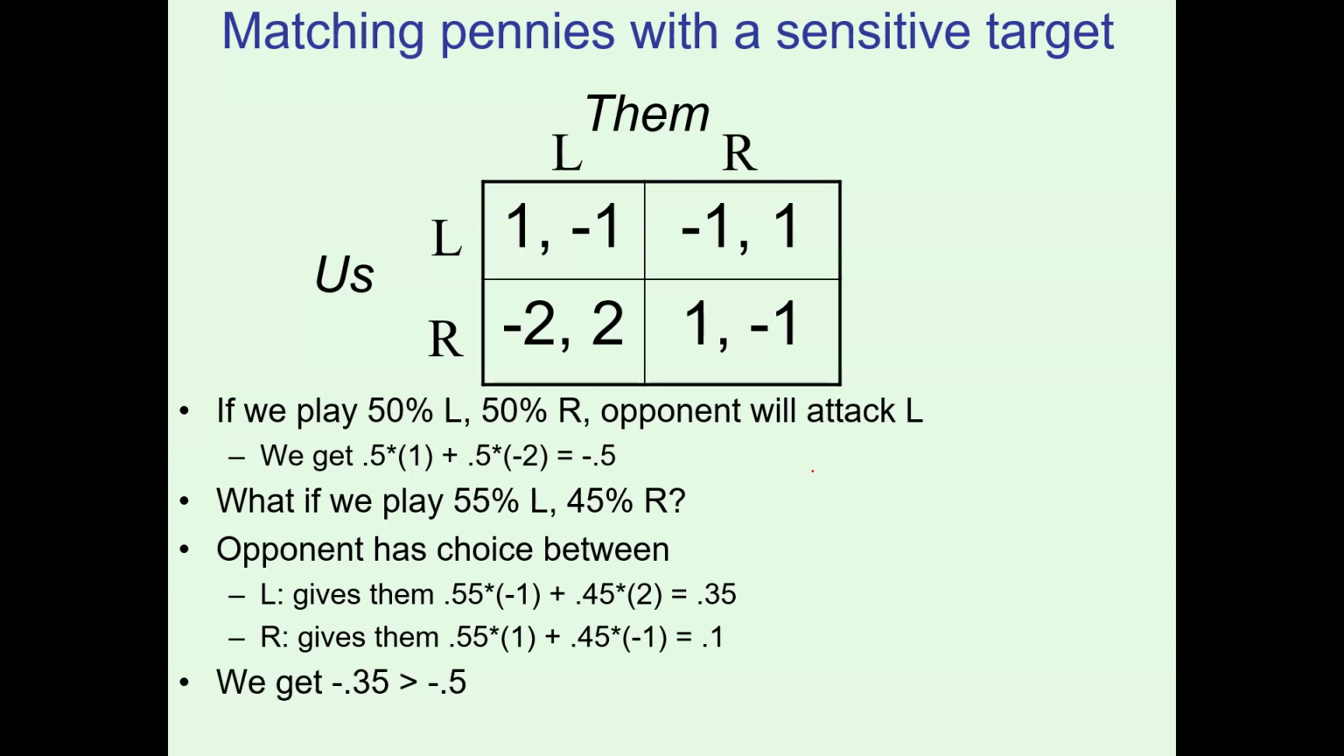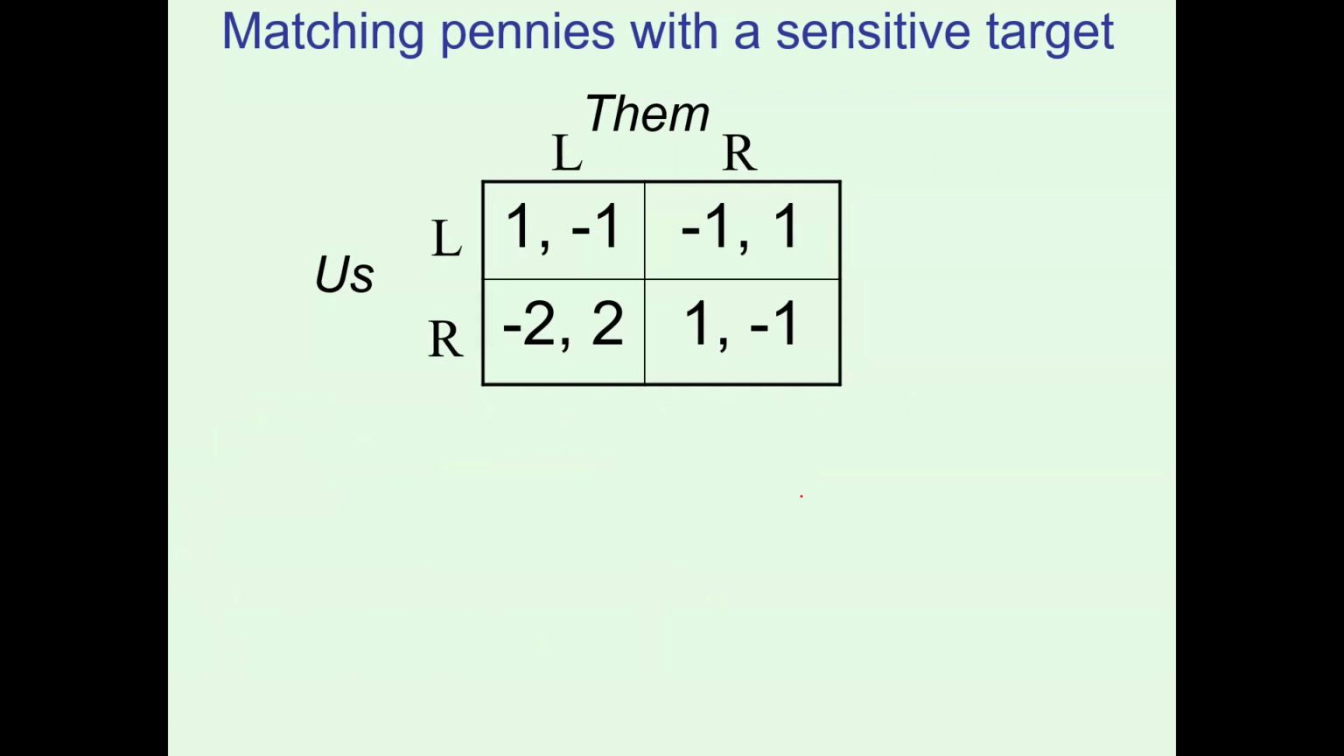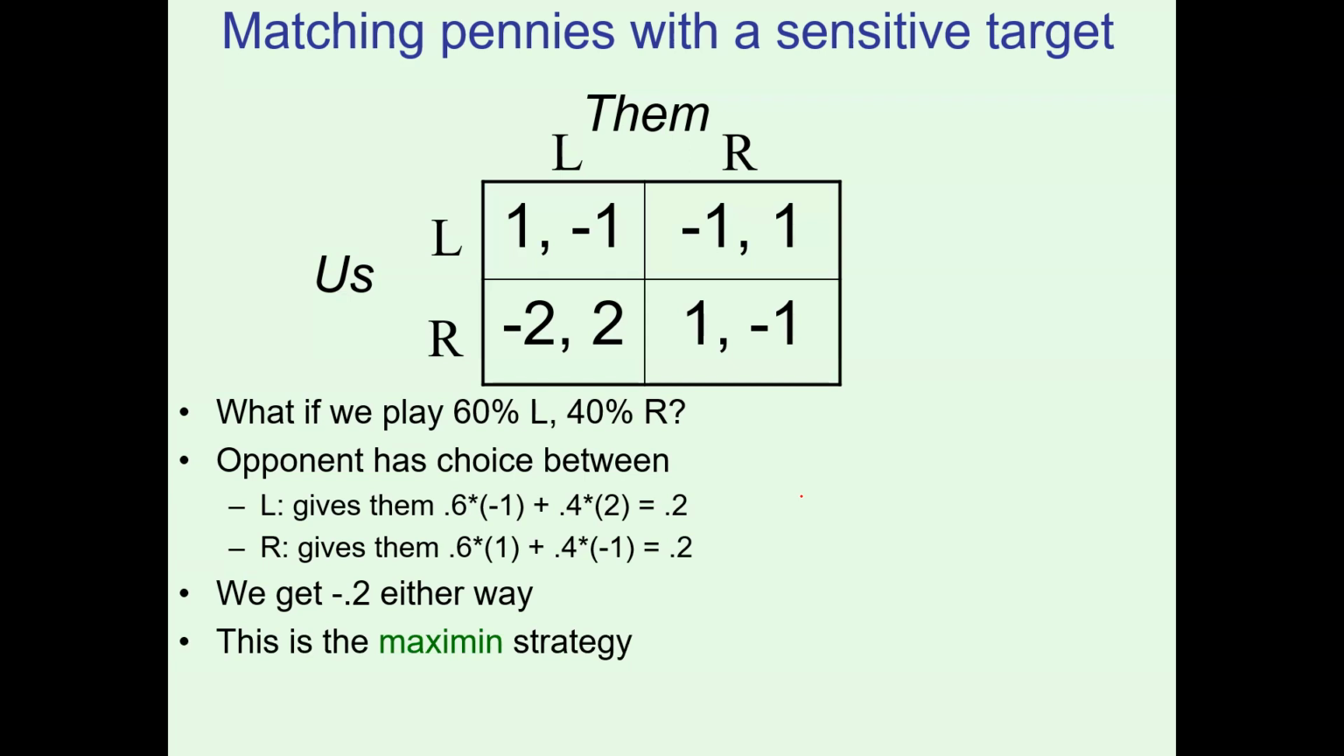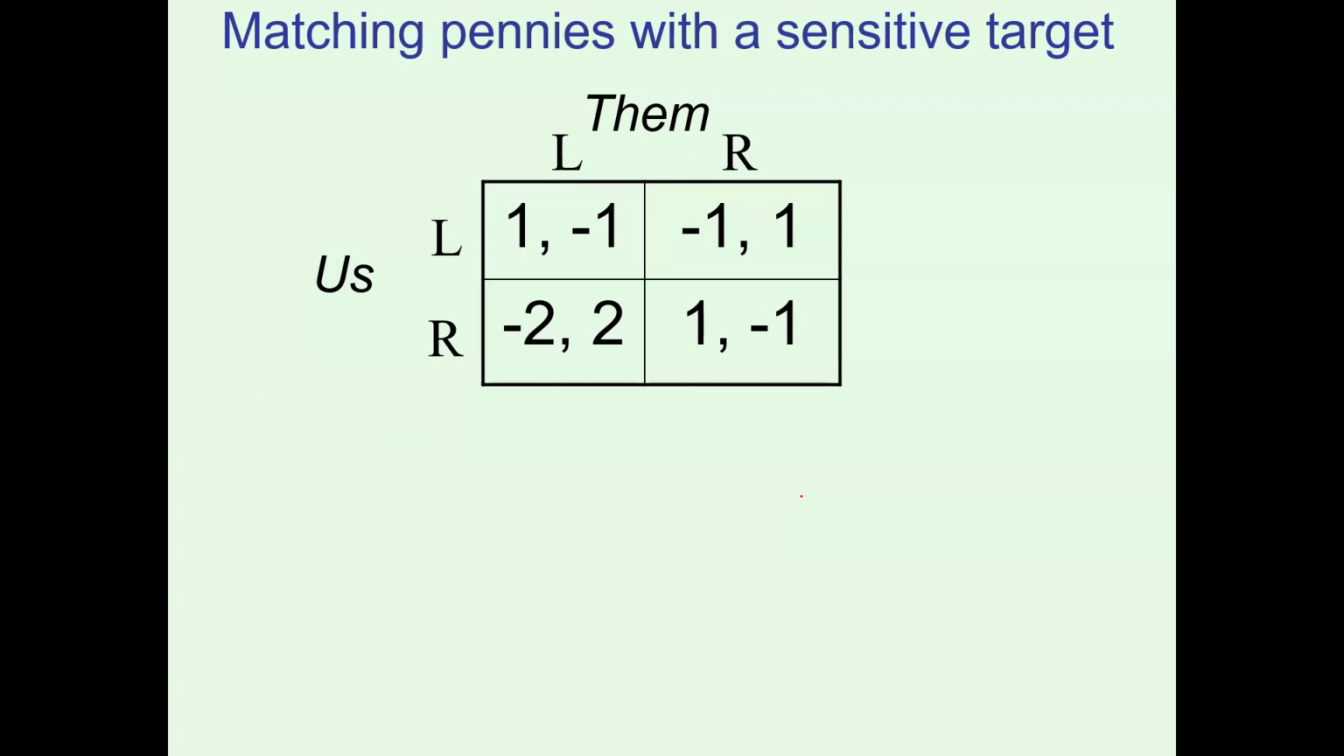Okay? So, we get 0.35, greater than negative 0.5. So, if we choose a different percent, if only 50-50, negative. But if 55-45, then positive. So, that is the question. Right? That is our question: what is the optimal strategy?